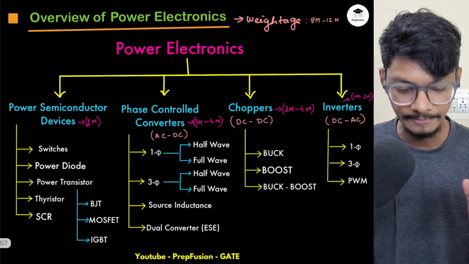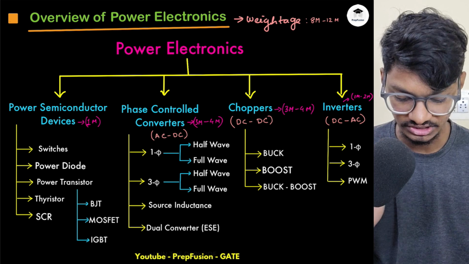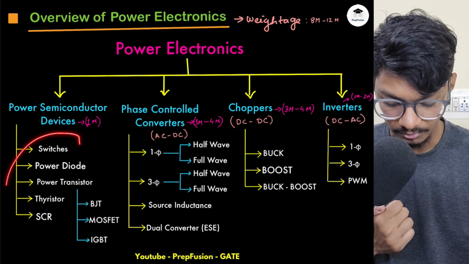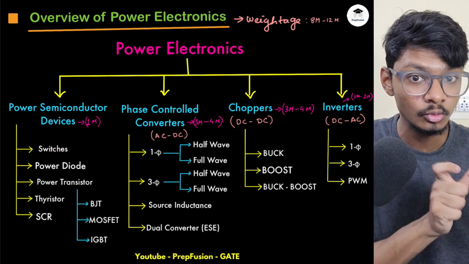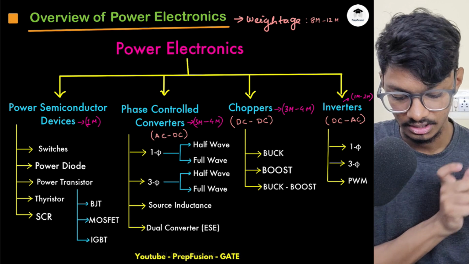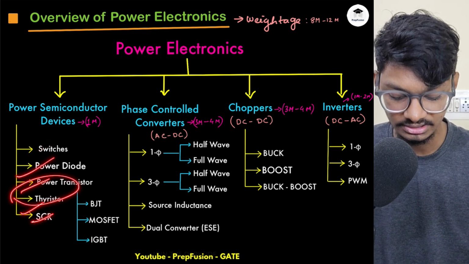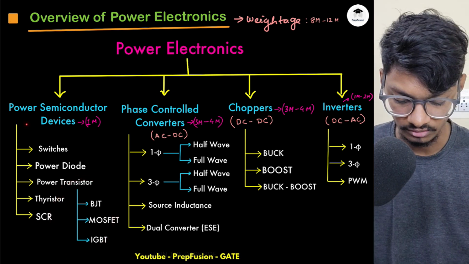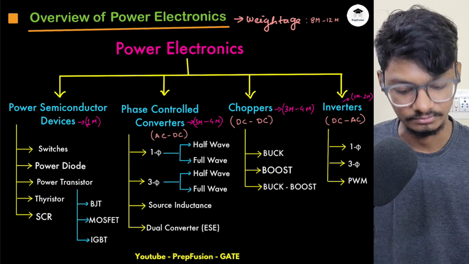Let's divide our power electronics into mainly 4 sections. The first section is the power semiconductor devices, which we'll start today. In that, there are many things. First we'll understand what switches are, why we need switches, and what the classifications of switches are. Inside this classification there are multiple more classifications. We'll understand all of this, a bit about construction, and their working as well.